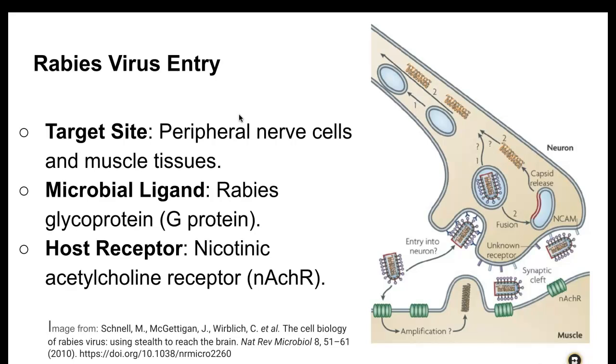The target site is those peripheral nerve cells from where the wound is, and muscle tissues. And the microbial ligand is the rabies glycoprotein, and the receptor is nicotinic acetylcholine receptor. And so this schematic also shows that.